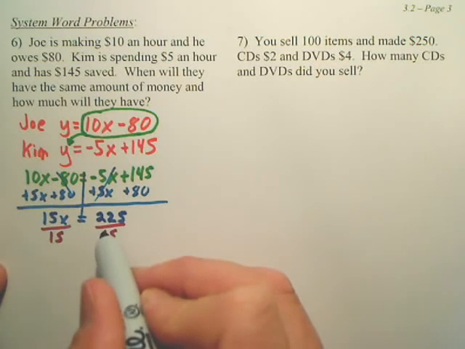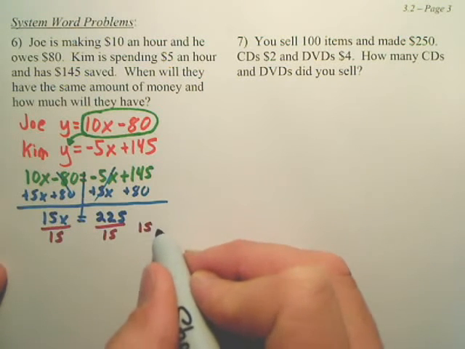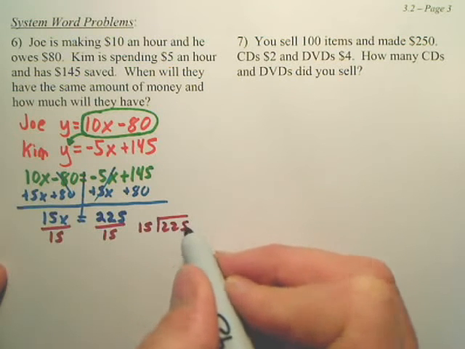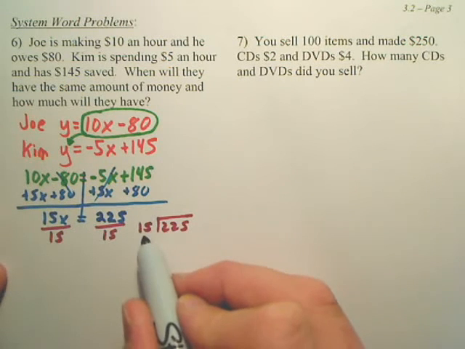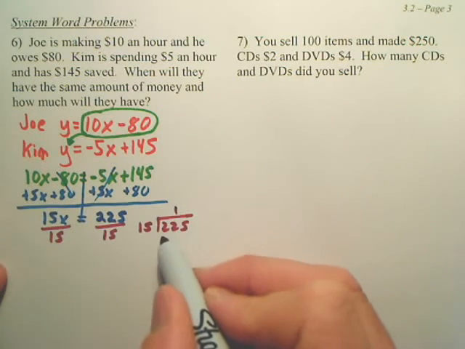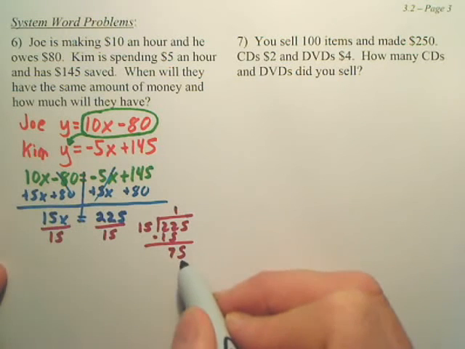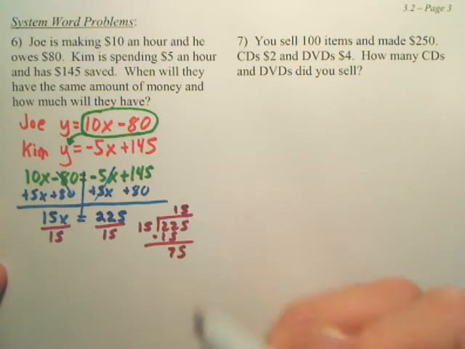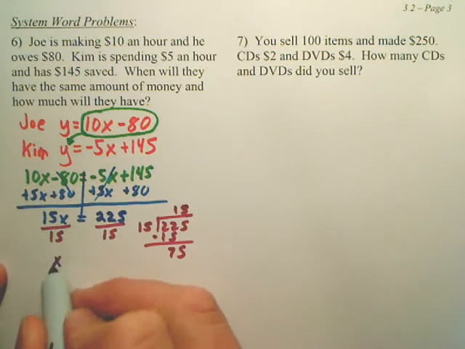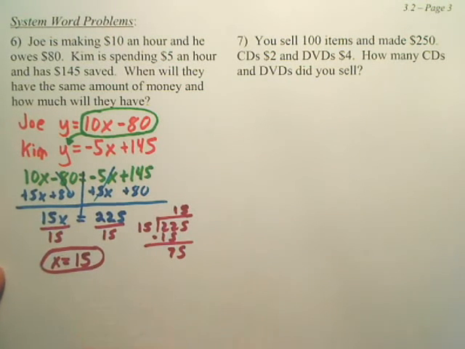Now that's kind of hard to see, so let's try something here. Let's do it long division. 225 divided by 15. How many times does 15 go into 22? Once. How many times does 15 go into 75? 5. So it sounds like x is equal to 15. What does that mean? In 15 hours, they'll both have the same amount of money.